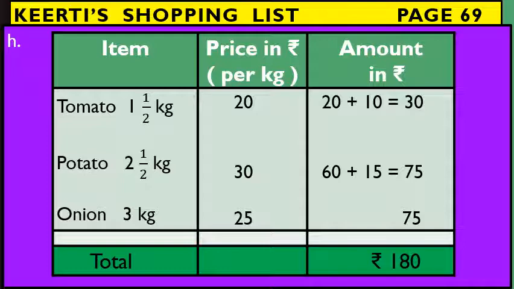So the cost of 1 kg tomato is 20 and half kg will be 10. So 20 plus 10 is 30 rupees for 1.5 kg tomatoes. Now 2 kg potatoes will be rupees 60 and half kg potatoes will cost rupees 15. So 60 plus 15 is 75 rupees, the cost of 2.5 kg potatoes. And the cost of onion will be 25 times 3, that is rupees 75. So the total amount for buying all these three vegetables will be rupees 180.